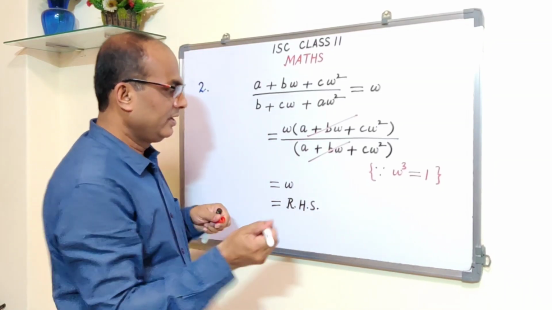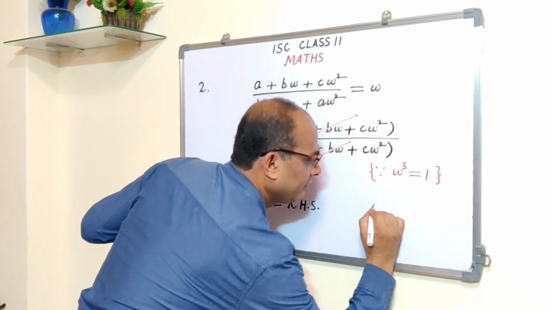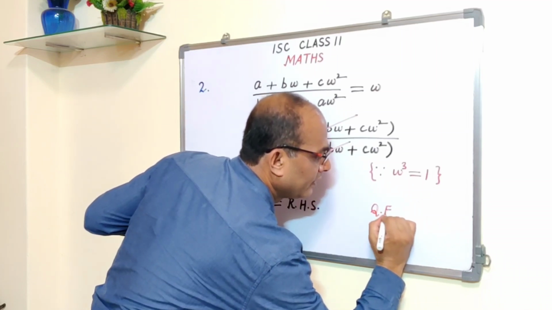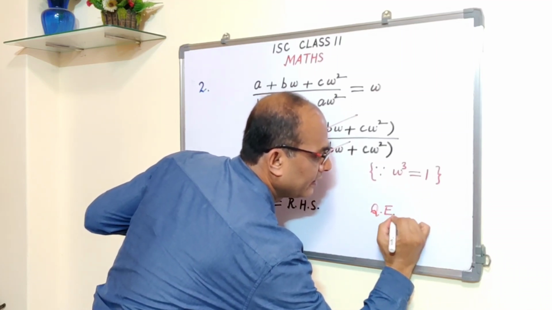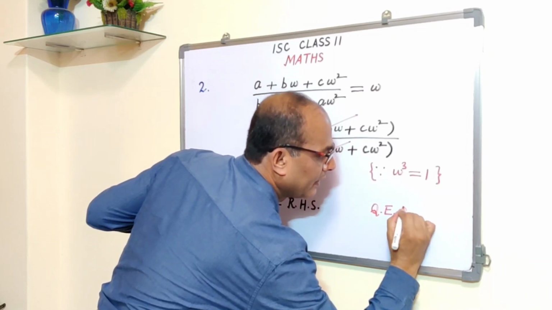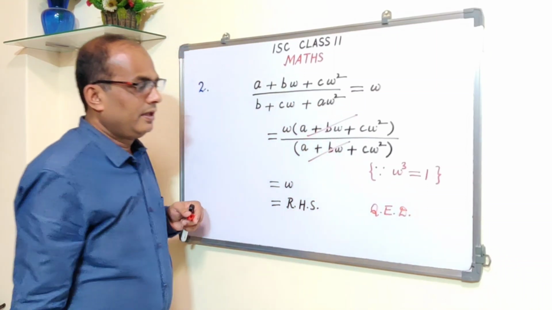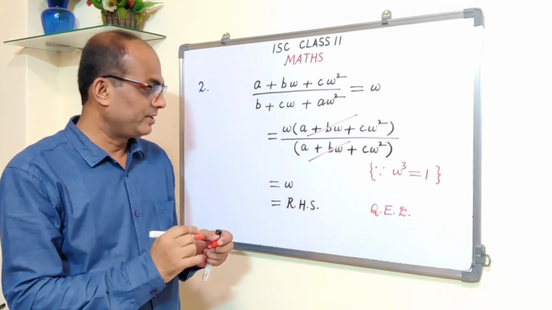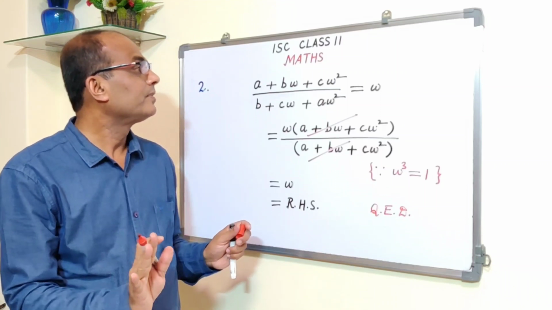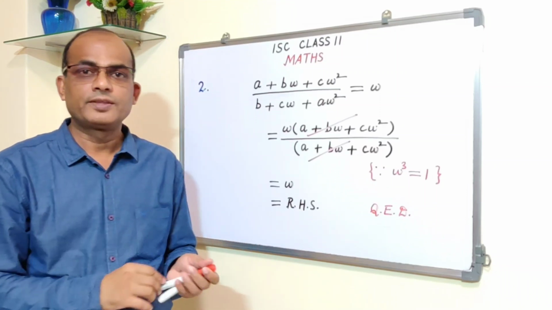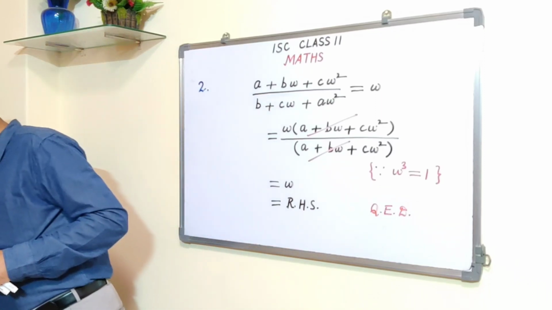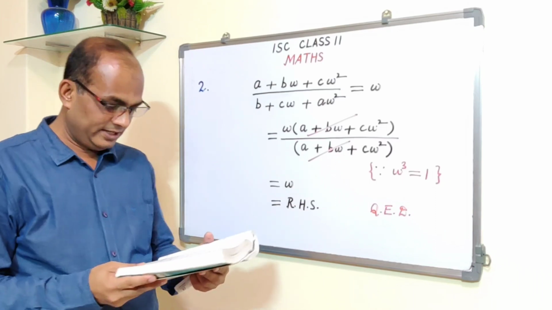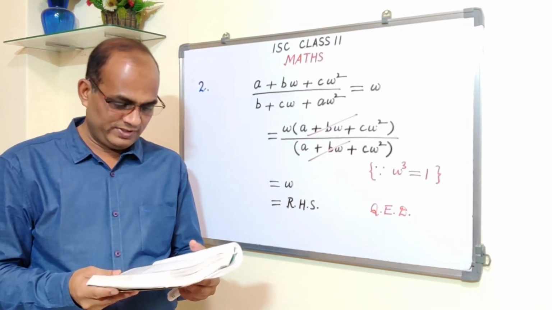Hence proved. QED. You can write down Q, E, and D. QED. Hence proved. We showed the result. We proved. Fine, clear, very, very clear. Okay. Now, this was the second question. Let's see one more question.